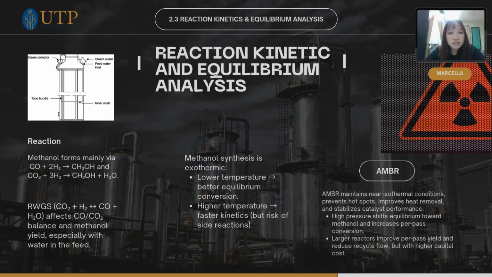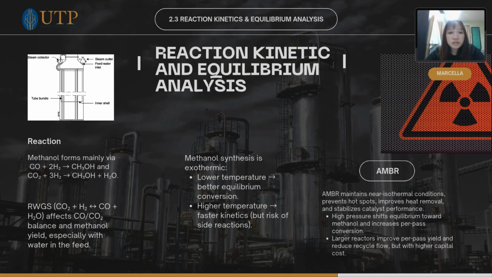Methanol synthesis is exothermic, so lower temperature favors a higher equilibrium conversion, but higher temperature improves reaction rate. Because of this trade-off, reactors must operate within an optimal temperature range. To manage this, industry uses an adiabatic multiple bed reactor.